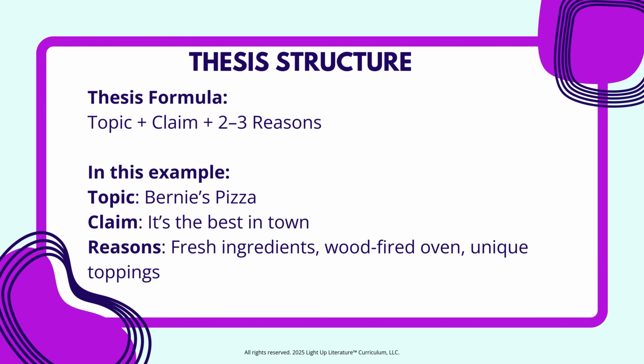We use a simple structure to build a thesis. Start with the topic, add your claim, then include the 2 or 3 reasons you'll explain later. In our pizza example, the topic is Bernie's Pizza, the claim is that it's the best in town, and the reasons are fresh ingredients, the wood-fired oven, and their unique toppings. This gives your essay direction from the very beginning.